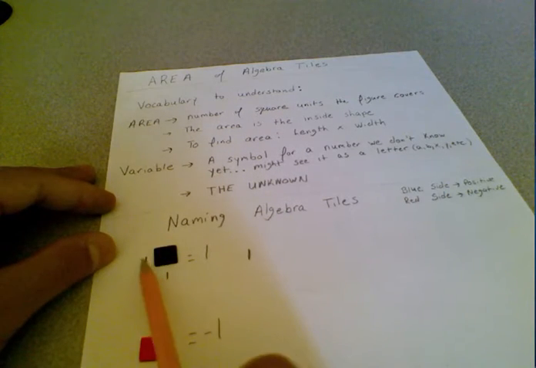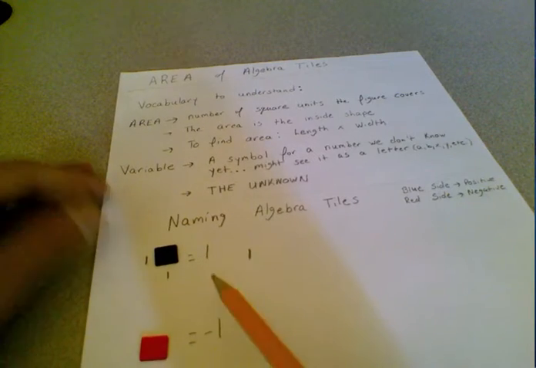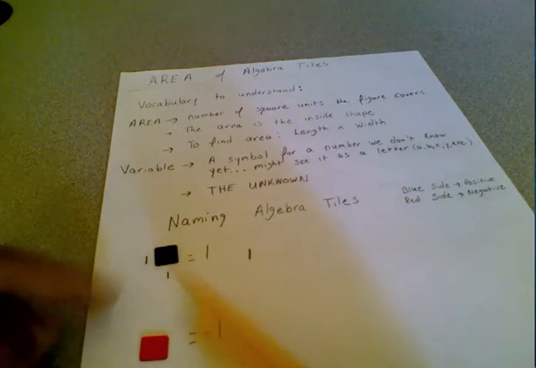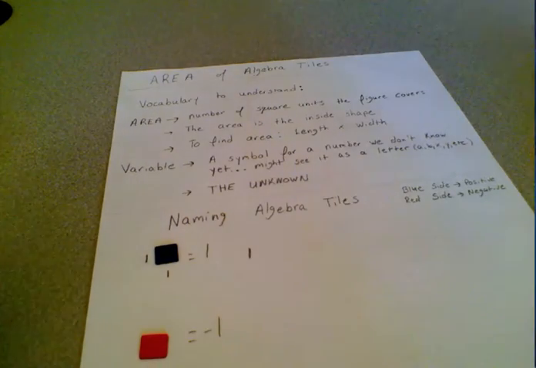How do we get 1? Well, 1 times 1 is 1. And if we remember here, we said that the blue side was positive, red side is negative. That should be a review.